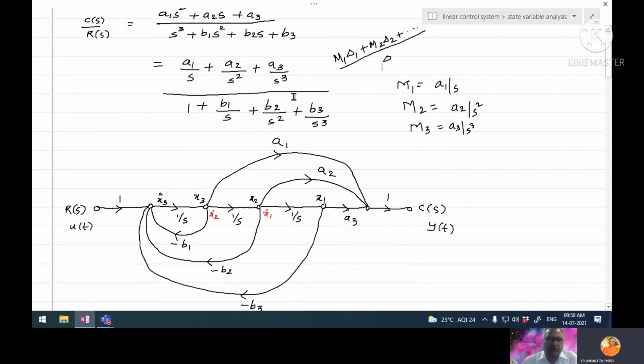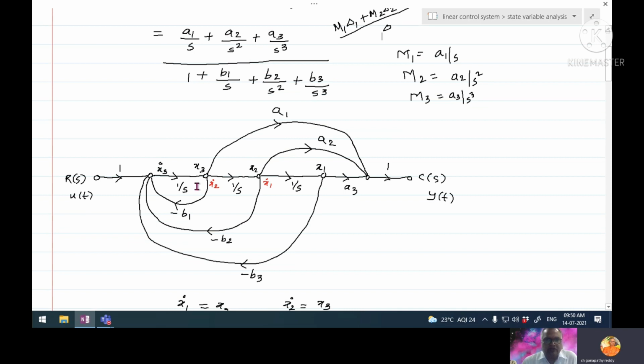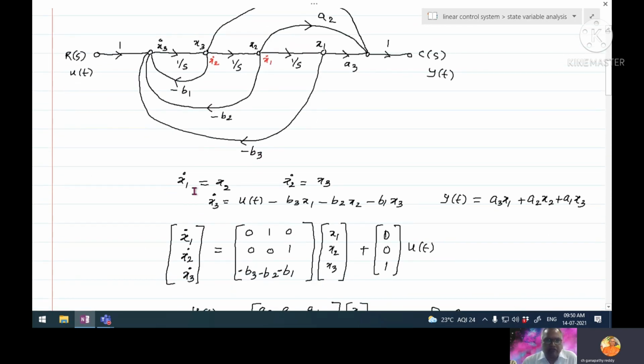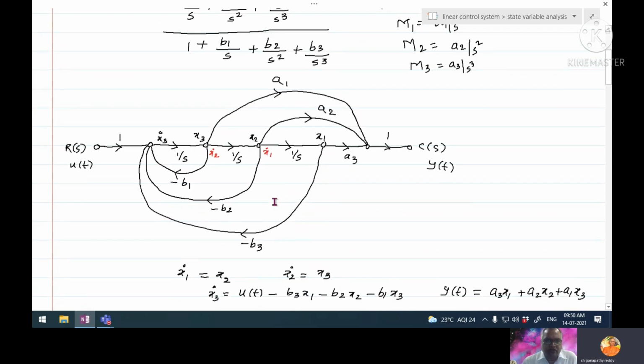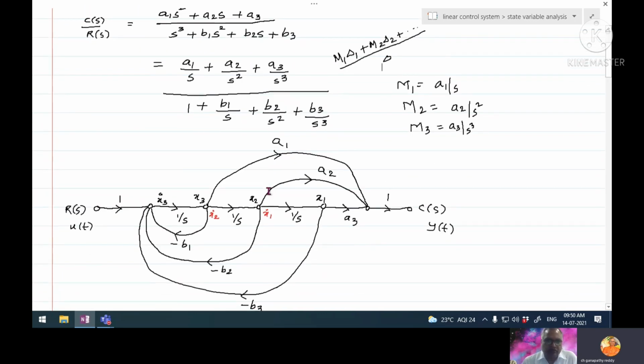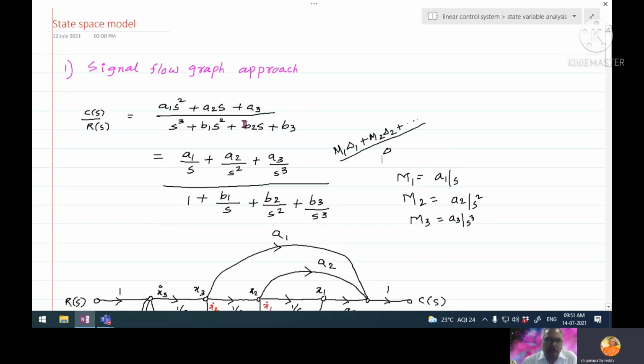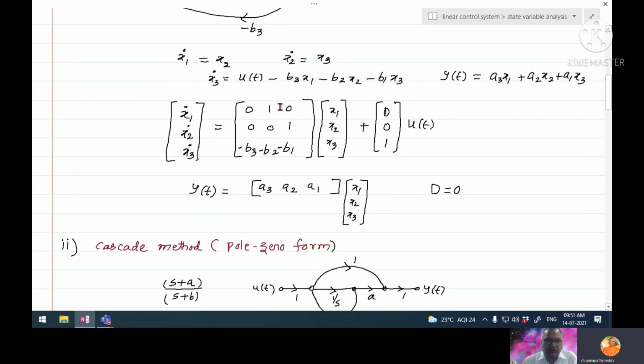So signal flow graph approach is used. Transfer function converted into Mason's gain form. From that we implemented the signal flow graph. From that we have written the equations. Equations converted into state equations. Then we generated a logic without doing all the in-between steps: directly how to convert transfer function into state equation. This is one method.